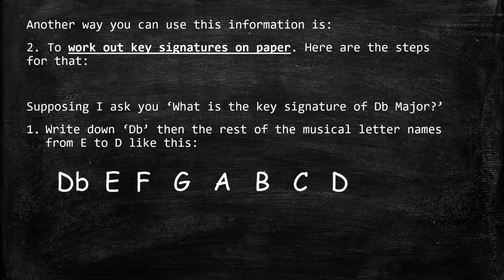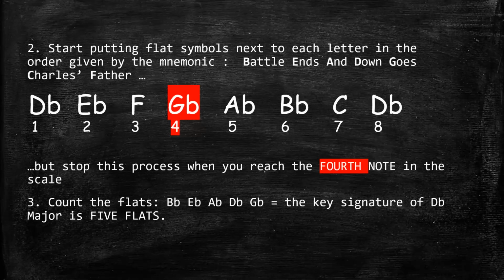Another way you can use this information is to work out key signatures on paper. Here are the steps for that. Supposing I ask you, what is the key signature of D flat major? Write down D flat and then the rest of the musical letter names from E to D like this. D flat, E, F, G, A, B, C, D. Then start putting flat symbols next to each letter in the order given by the mnemonic. Battle, ends, and down goes Charles' father. But stop this process when you reach the fourth note.